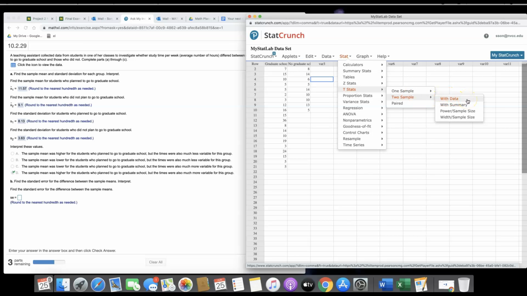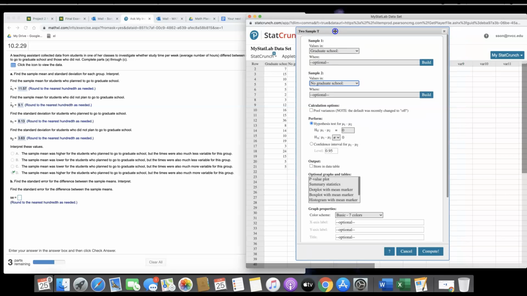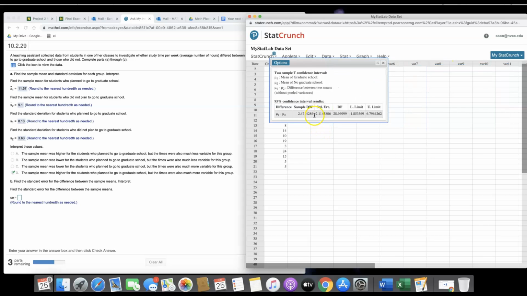Not summary, with data. We got data saved in column 1 and column 2. Click that variable 1, sample 1 is in the graduate school column and sample 2 is in the no graduate school column. And I don't know which one we're doing. I don't know if we're doing a confidence interval or significance test, but I'm just going to go ahead and make a 95% confidence interval. The reason I'm doing this is because I just want to see the standard error.